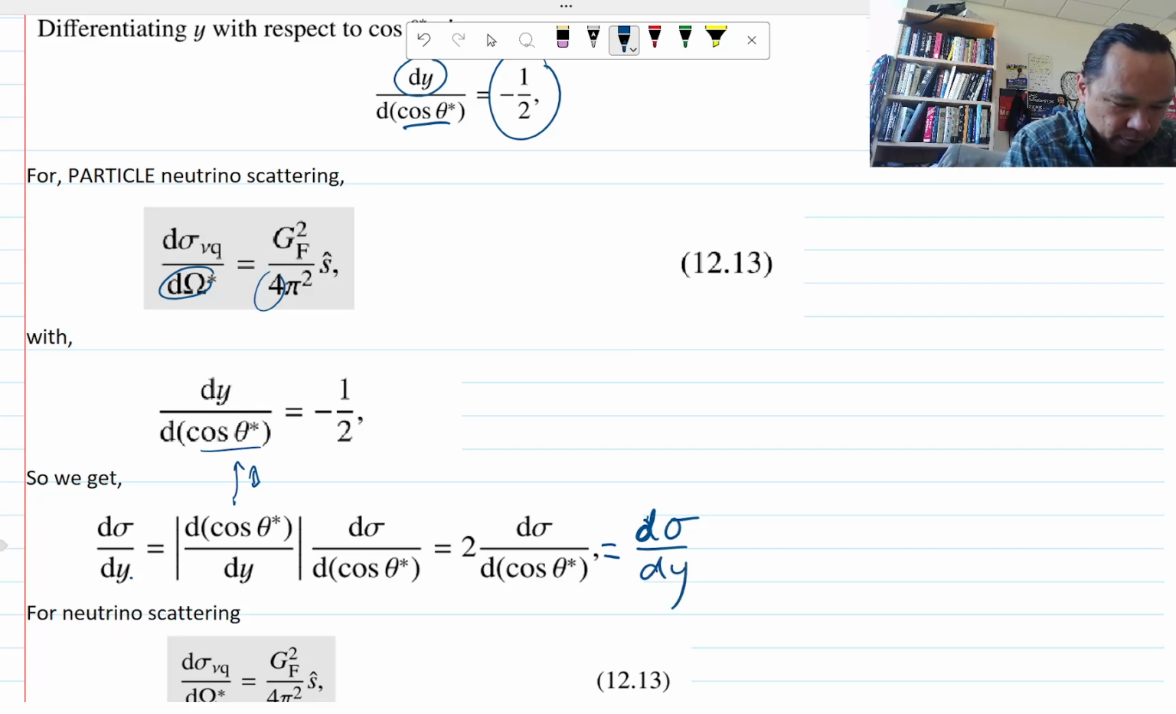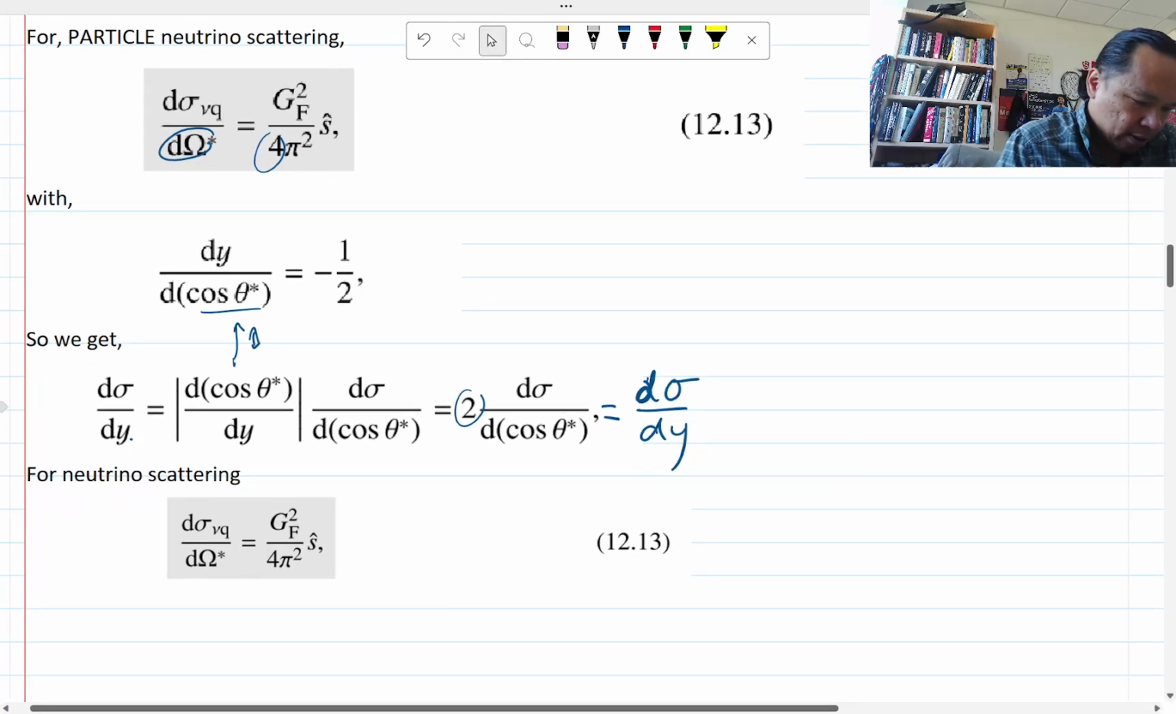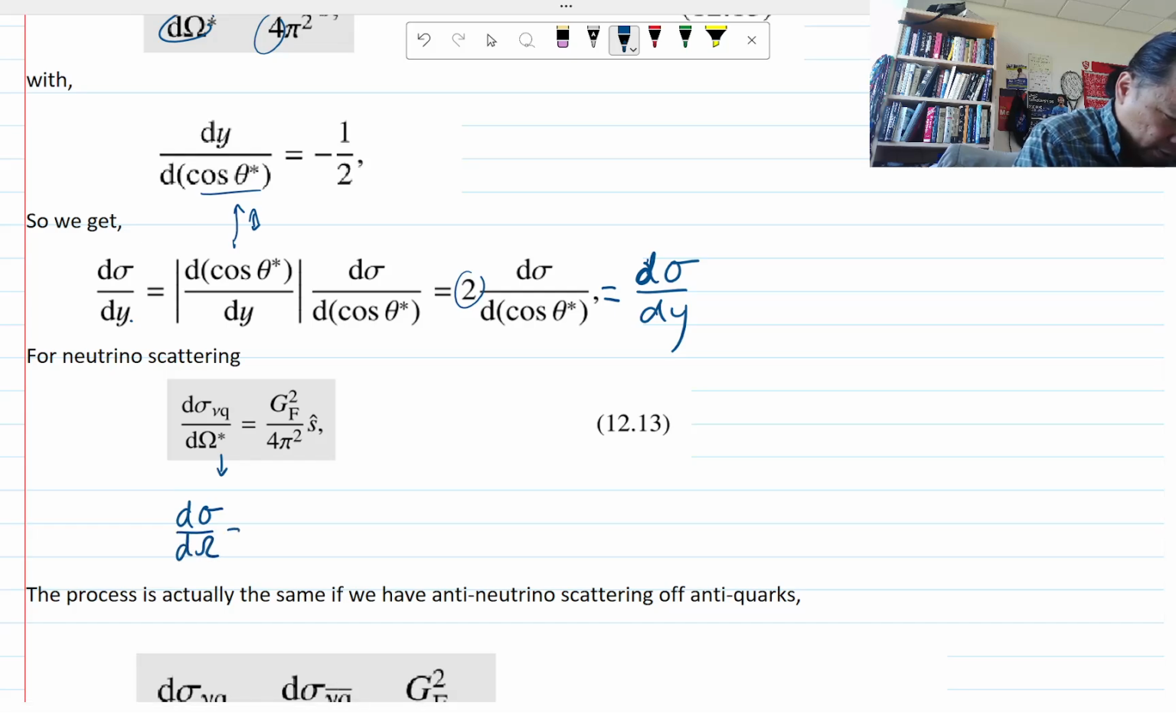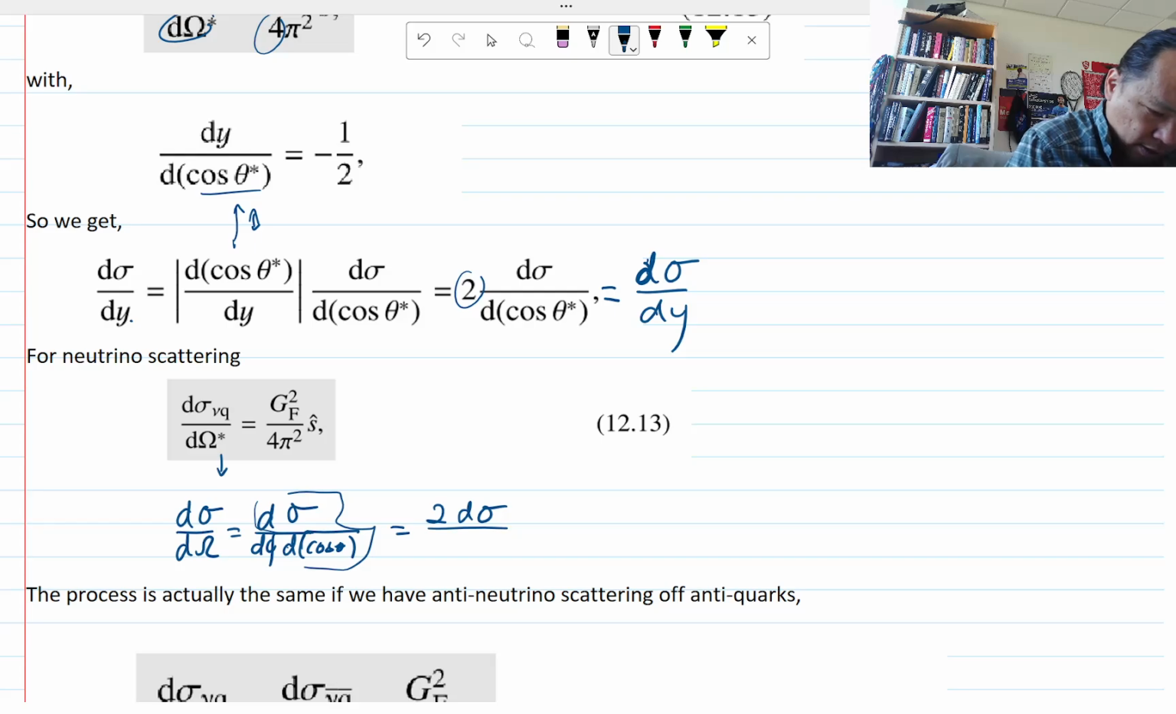The only difference between these two is this factor of 2, okay? So therefore, if we want neutrino scattering, if we want to convert this in terms of y, d sigma d omega is the same thing as d sigma d phi d cosine theta, okay? And remember this gives you a factor of 2. So we actually have a factor of 2 here, 2 times d sigma dy, and you have this d phi.